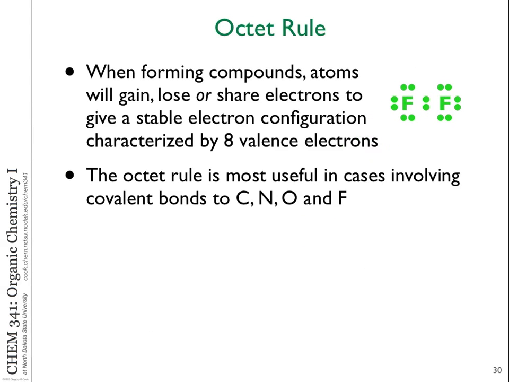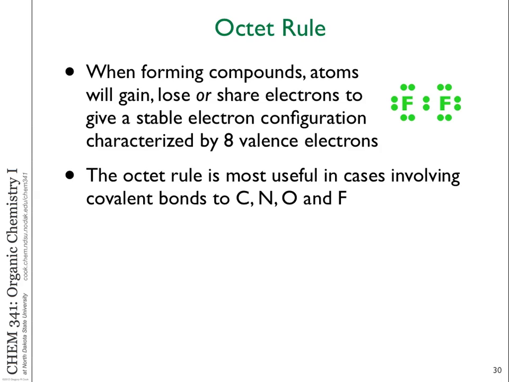Okay? This is what gives rise to what we call the Octet Rule. You all remember the Octet Rule, right? When forming compounds, atoms gain or lose or share electrons to give stable configurations characterized by 8 valence electrons. I should point out, I really don't like just calling this an Octet Rule, because that gives you license to memorize "Octet Rule is 8." The actual concept of filling the valence shell goes beyond just 8 electrons.